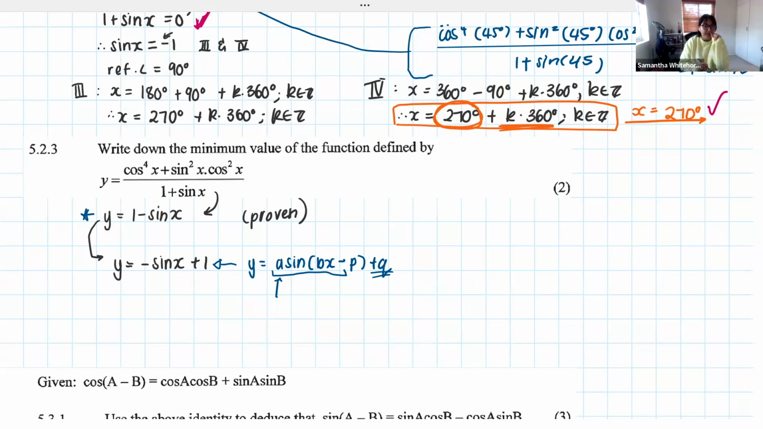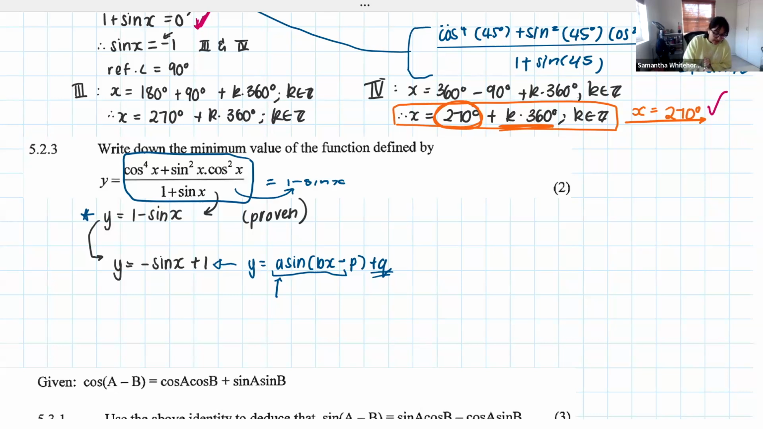Okay, so guys, listen up. You have already proven that this identity is equal to 1 minus sine x. You've already done that in 5.2.1. So rather than trying to figure out a function or what the graph would look like of cos to the power 4x plus sine squared x, cos squared x divided by 1 plus sine x, you know that this is exactly the same thing as 1 minus sine x.